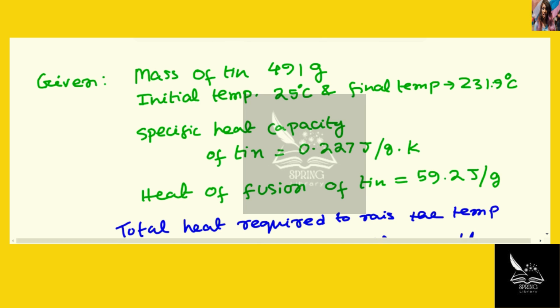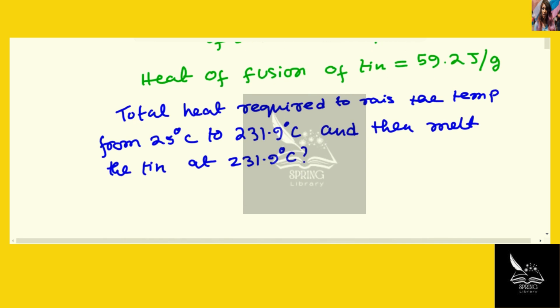Here in this problem, given: mass of tin is 491 gram, initial temperature 25 degrees centigrade, final temperature 231.9 degrees centigrade. Specific heat capacity of tin is given, and heat of fusion of tin is also given. We have to find out the total heat required to raise the temperature from 25 degrees centigrade to 231.9 degrees centigrade and then melt the tin at that temperature.